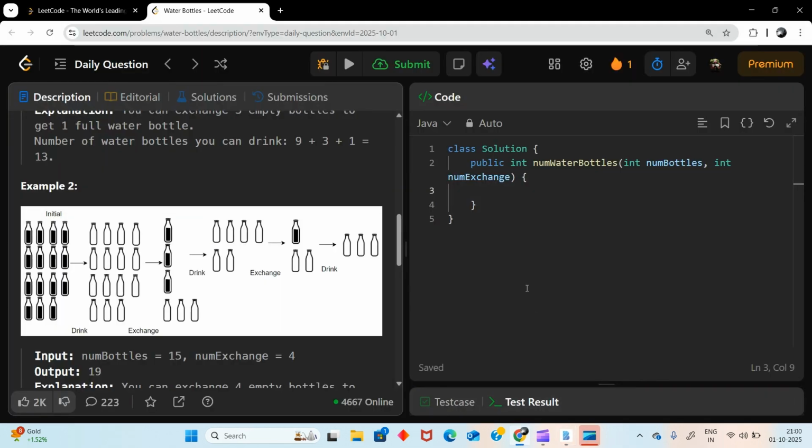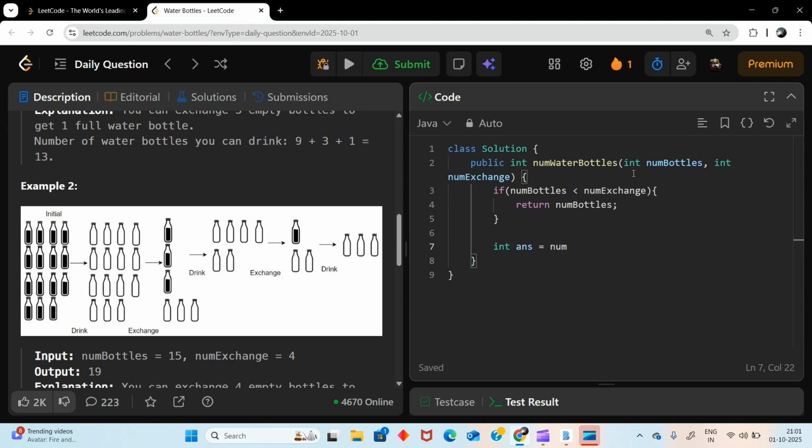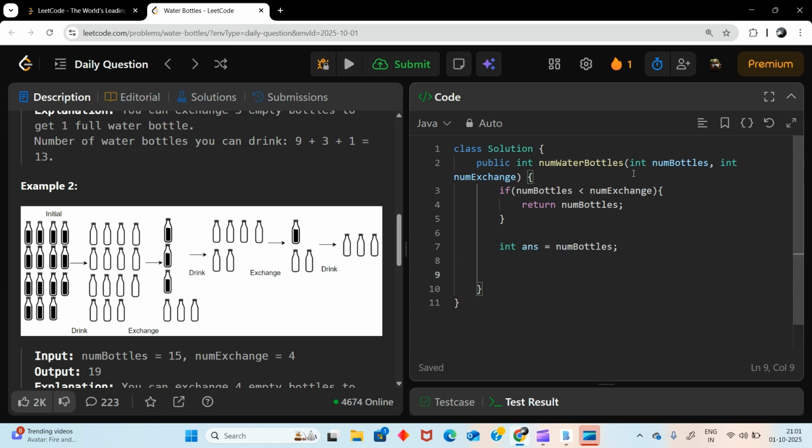Let's start implementing this. First, if my number of bottles is less than my num exchange, say I have 4 bottles but I need 5 empty bottles for one, then even if I empty all four I will not be able to exchange, so my answer will be number of bottles. Now I'll take int answer, which is initially number of bottles. Initially I can empty all of these.